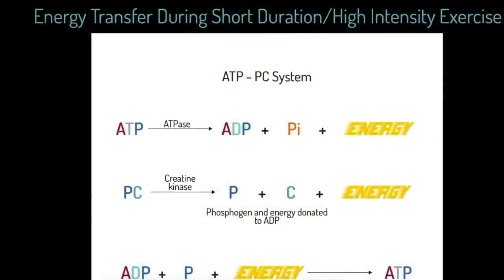So let's see if we can give this a go. We're going to start off with our anaerobic systems. Obviously, we've got our short duration, high intensity systems up there. So of course, we're talking about anaerobic systems. We're going to talk about phosphocreatine and the lactic acid or glycolytic system.